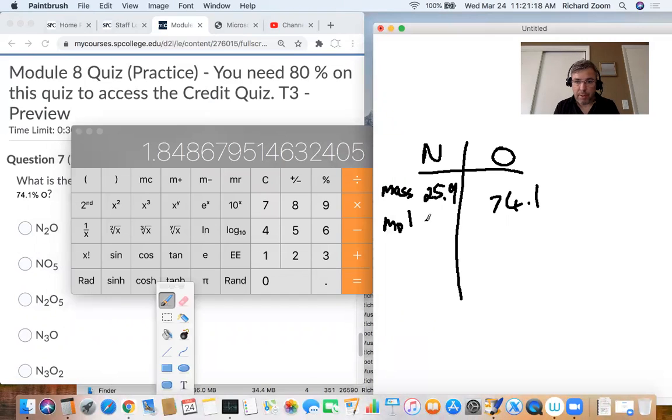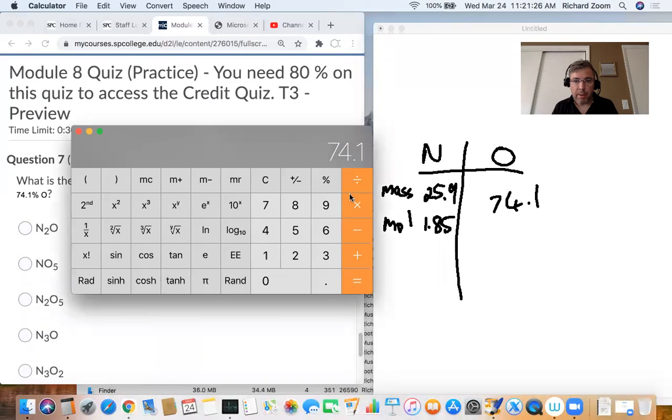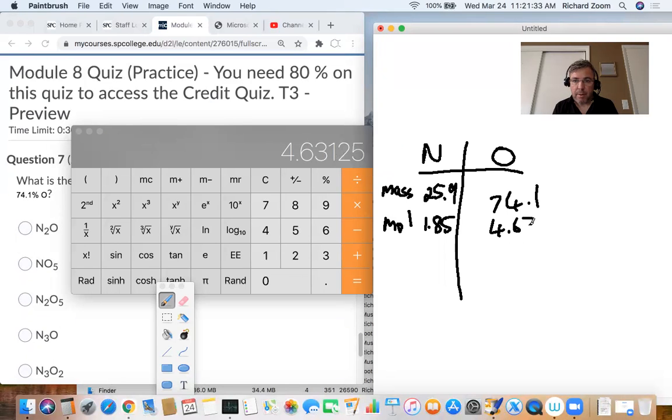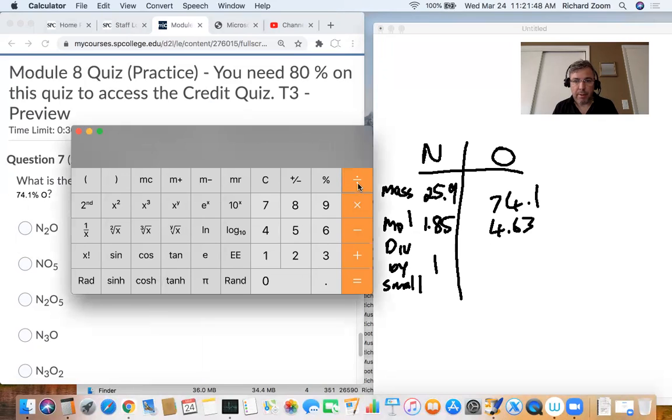1.85 for the moles of nitrogen. For the moles of oxygen, 74.1 divided by 16, 4.63. Divide by the smallest. And we'll get 1. And then 4.63 divided by 1.85, that'd be 2.5.